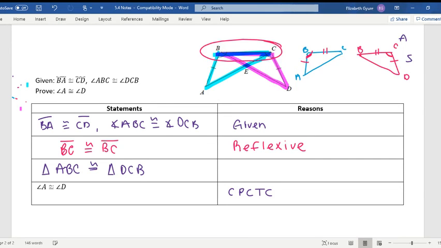So if we take a look, we were given a set of sides, we were given a set of angles, and now we have another set of sides. So which theorem do you guys think this is going to be? It is. Yeah. You got a side, an angle, and then another side. Side, angle, side. And then the parts would be congruent by CPCTC.